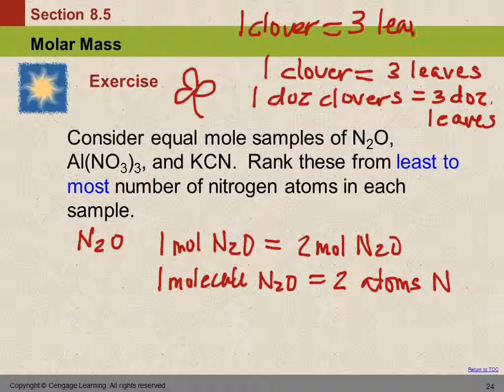But you're okay with this, right? 1 clover is 3 leaves. If I multiply this by 12, and I multiply that by 12, is it still equal? If I take a mathematical equation and I do the same thing to each side, let's maybe back up even more.